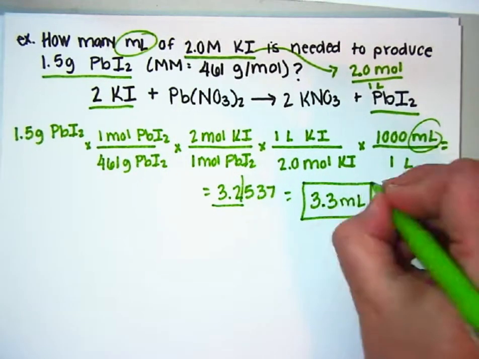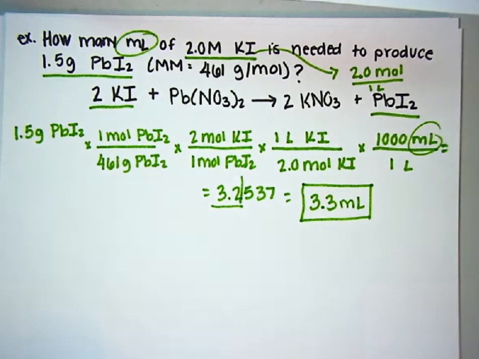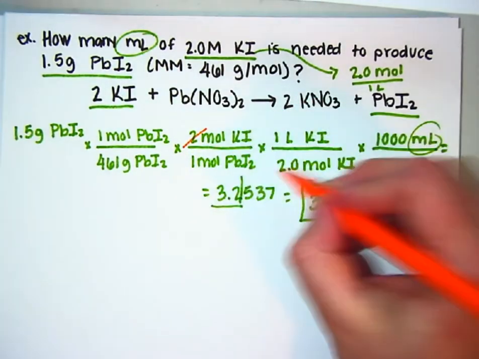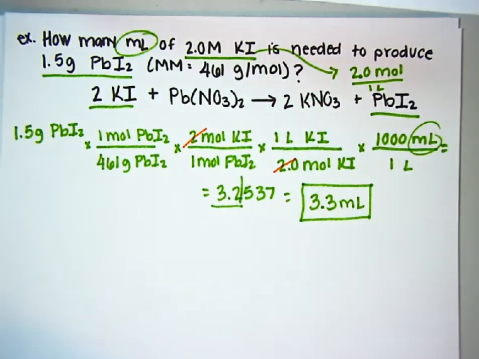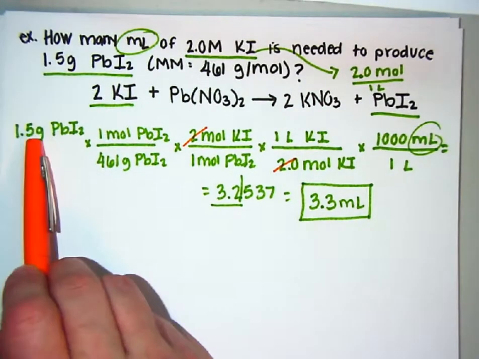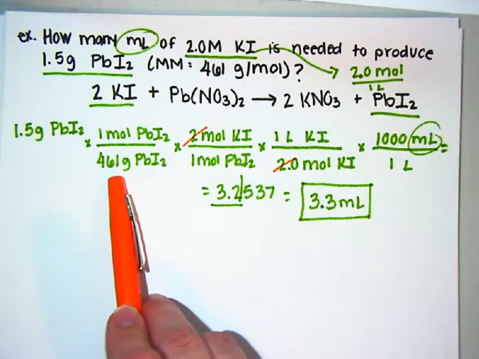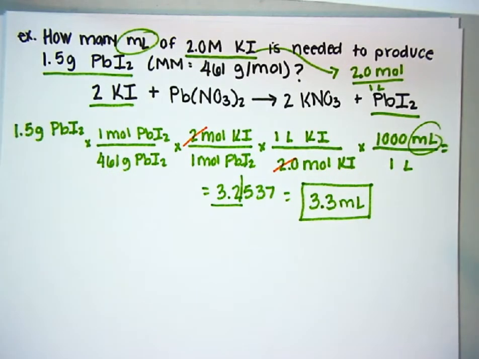Another thing that I want to bring up is you can simplify. So 2 divided by 2 is going to be 1. You can simplify this. So now your math just becomes 1.5 times 1,000 divided by 461. Saves you a few buttons to push on the calculator.